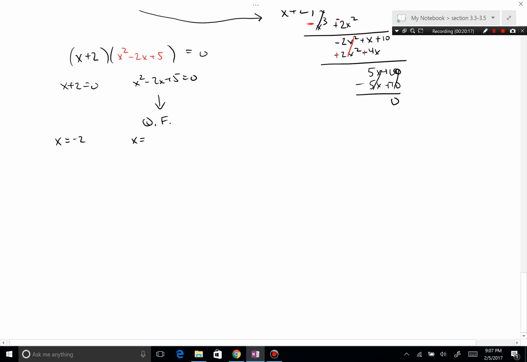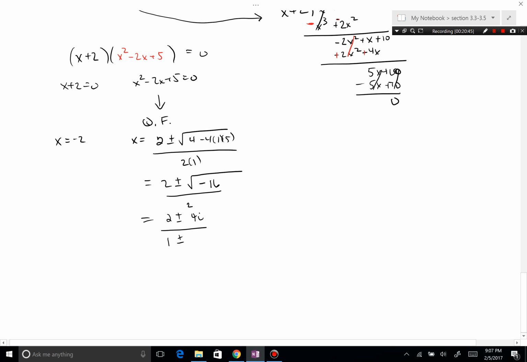So x equals negative b, which gives me a positive 2, plus or minus the square root of b squared minus 4ac all over 2a. This is 2 plus or minus the square root of negative 16, over 2. Recall, the square root of negative anything is going to have some i stuff going on here. This is 4i. So this is 1 plus or minus 2i, if you factor out all the goodies.